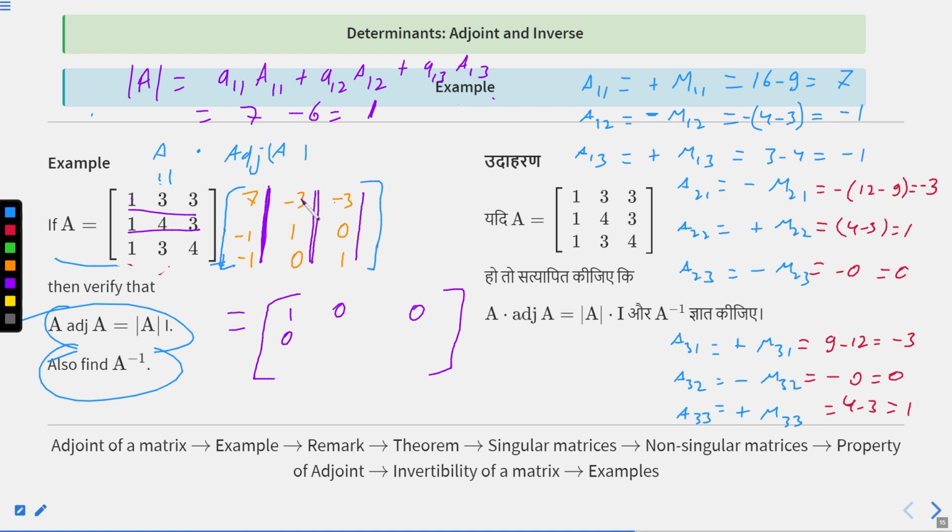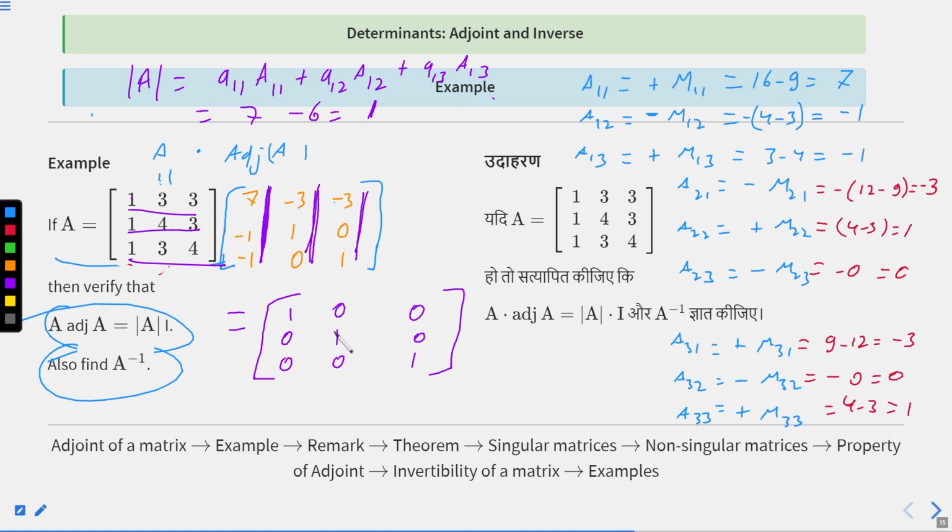Now multiply with this. Minus 3 plus 4 plus 0 will give you what? 1. Multiply with this. Minus 3 plus 0 plus 3 will give you 0. Now this is going to multiply with this. 7 minus 3 minus 4 will give you 0. Multiplying with this, minus 3 plus 0 will give you 0. Now multiplying with this, minus 3 plus 0 plus 4 will give you just 1.